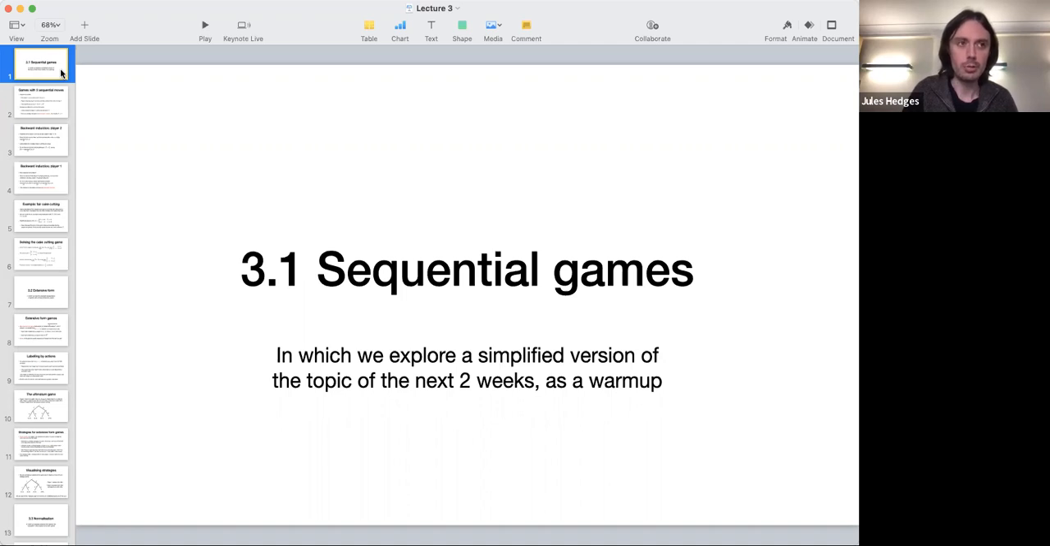So the usual formalization of this is called extensive form, which is the main topic of the next 2 weeks. But in this first video, we're going to do a warm-up where we talk about a restricted class of sequential games in a more intuitive way without a mathematical formalization. So this is meant as a sort of warm-up.